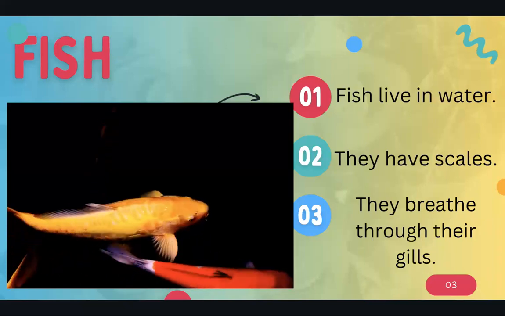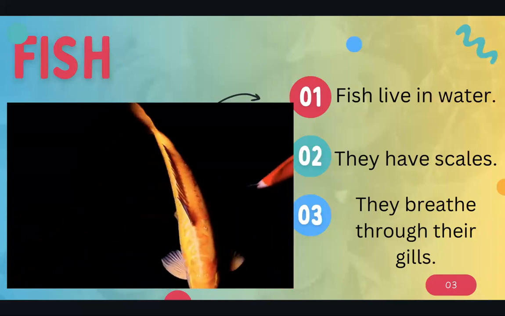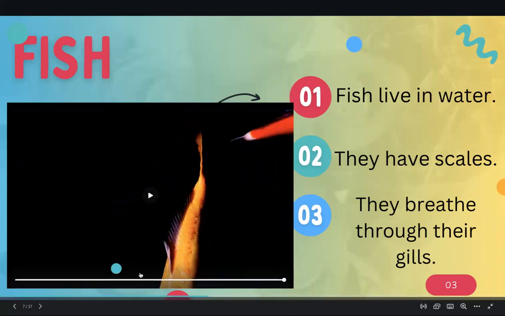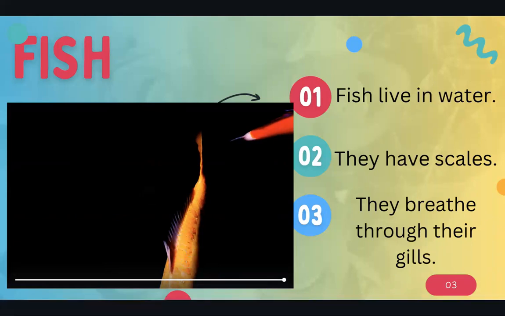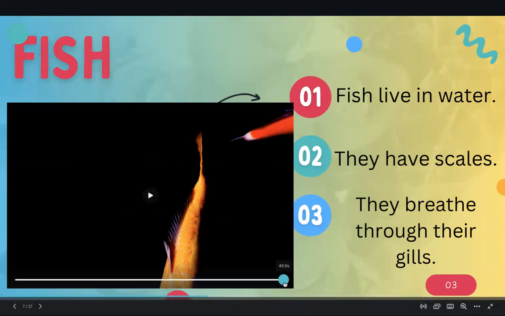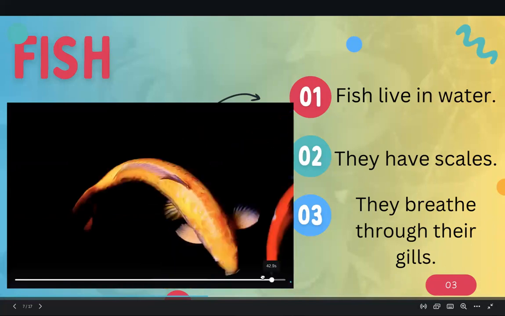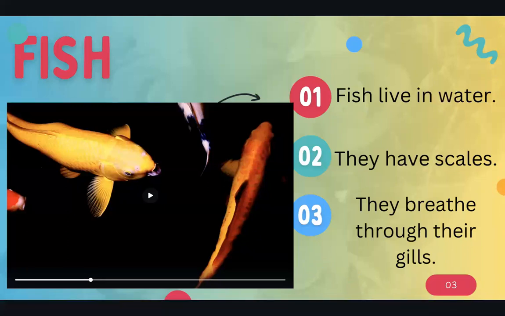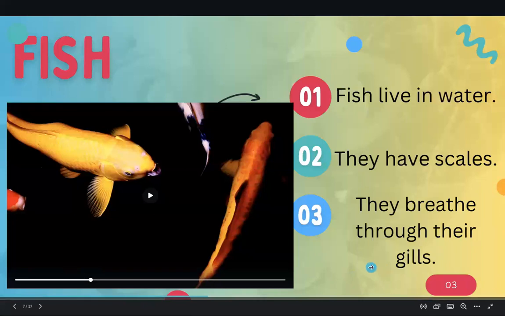Another one is that they have very common characteristics. They have scales, and they breathe through their gills. No fish would not breathe through their gills. Most of them have gills, and they use them for breathing. All right. So now we have three characteristics of fish.